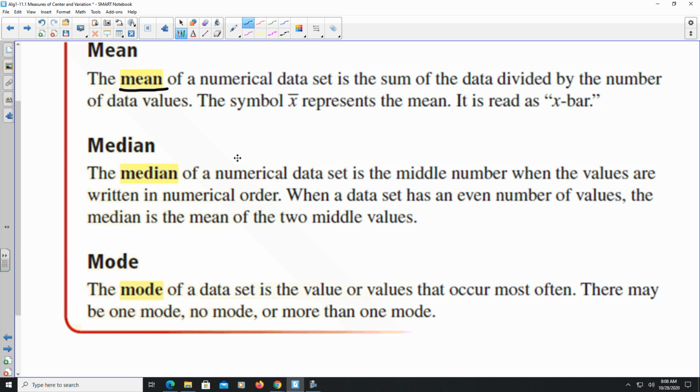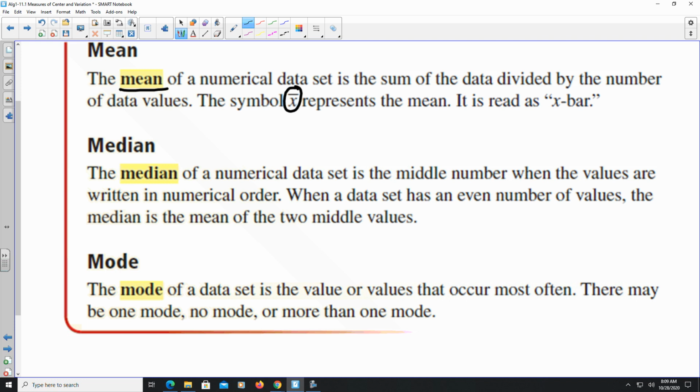All right, so if you ever are asked to find the mean of a data set, you're looking for the average of all of the data set values. So what you're going to do is add up all of the values in the data set, and then it gets divided by however many pieces of data there actually are. The symbol for mean is like an X with a horizontal bar on top of it. That's just the representation of the mean.